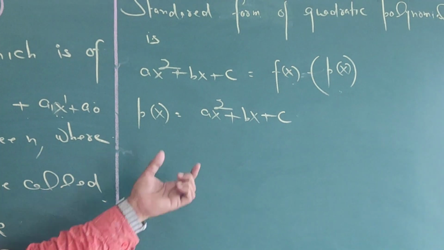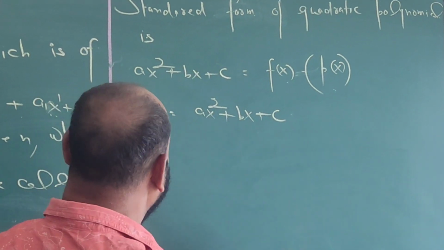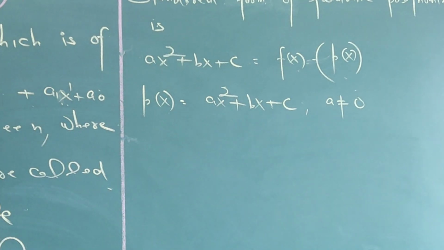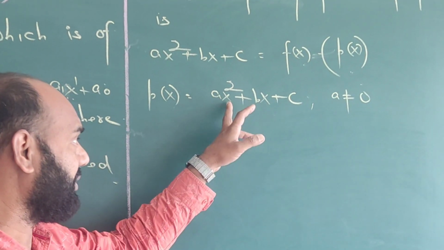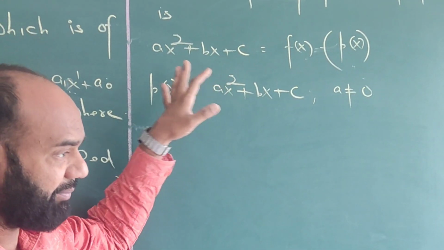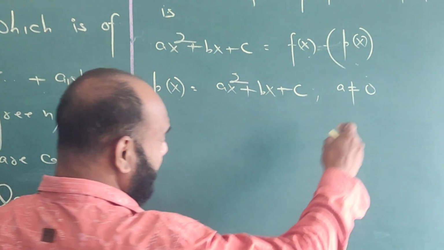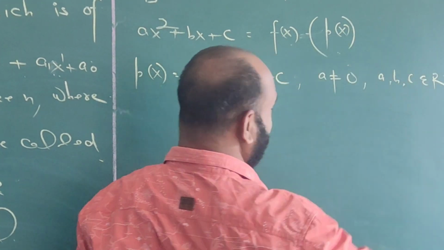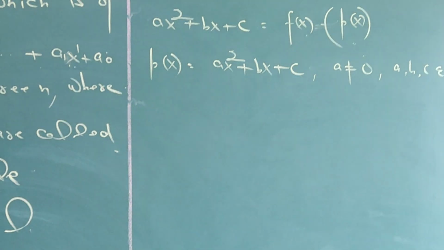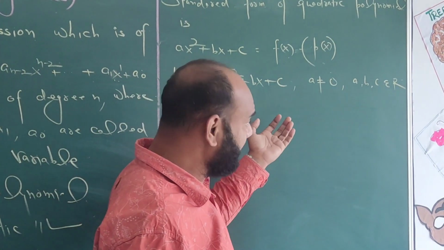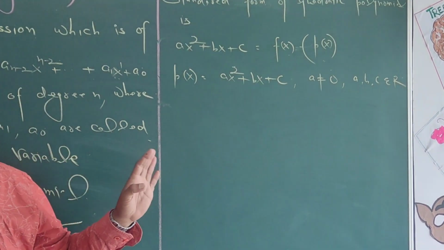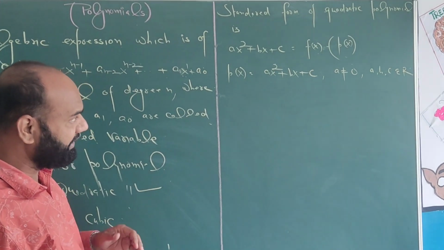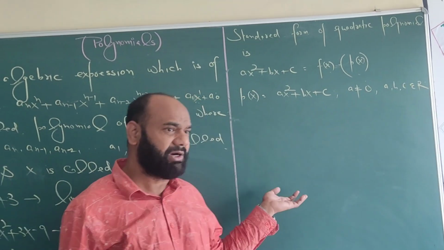And when this is quadratic form, then a is never equal to 0, because the highest power is 2, so the coefficient of x square must never be equal to 0, and a, b, c are any three real numbers belonging to the real numbers. Real number means the collection of all rational as well as irrational numbers. Means all the numbers are said to be real numbers, whether they are rational or irrational.